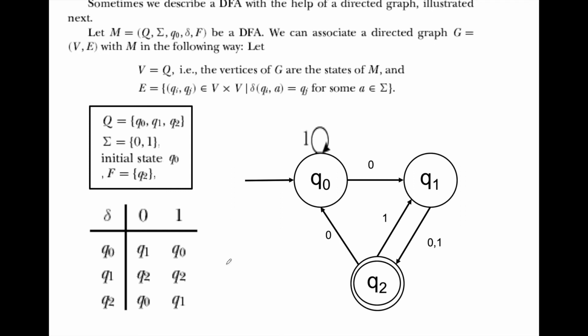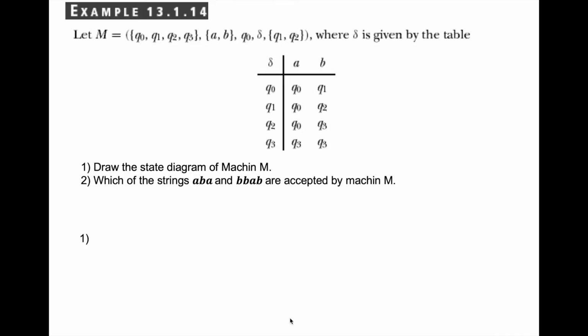We forgot one thing, which is the final state that can be drawn as 2 circles. And here is the accepting state. Yeah? All right. Now let's see another example.